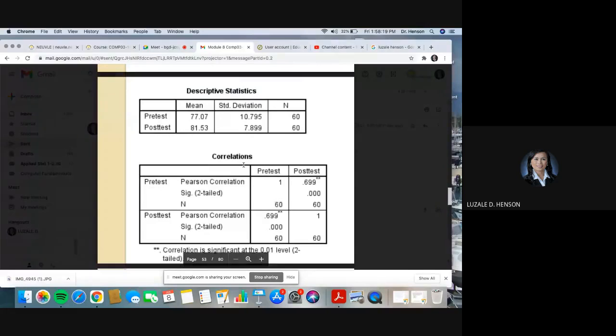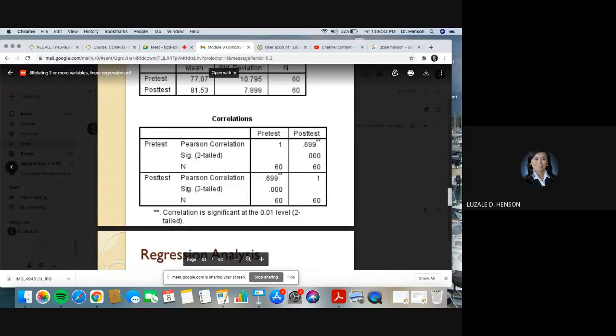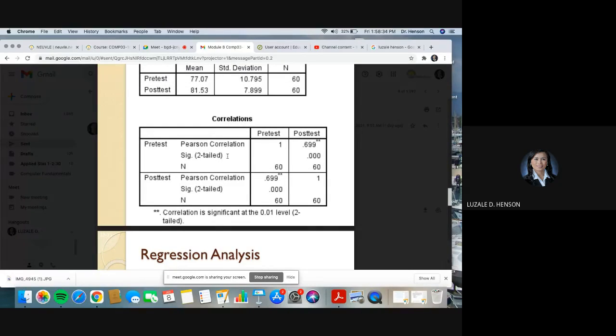So you have a value of the mean for the pre-test and for the post-test. As you notice, it increased. And then the standard deviation, with an N of 60. And then the second table will give you the value of the Pearson correlation. So in this case, we have an R equal to 0.699. That correlation is significant even at 0.01. So this is the value of your R.